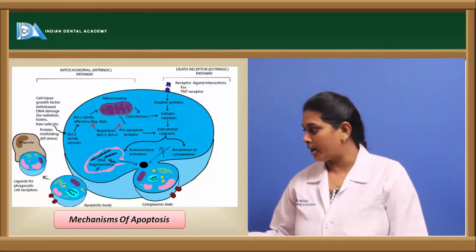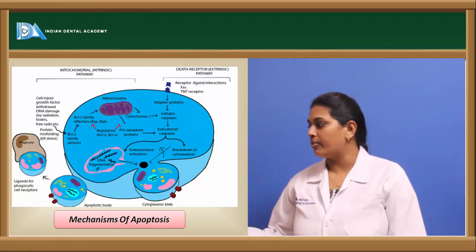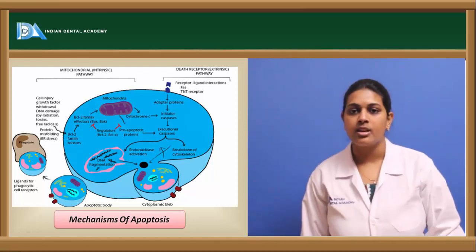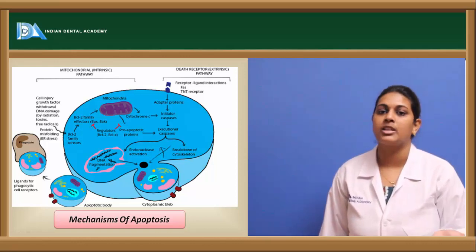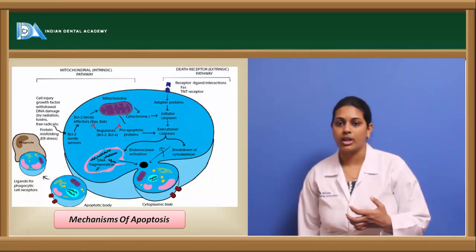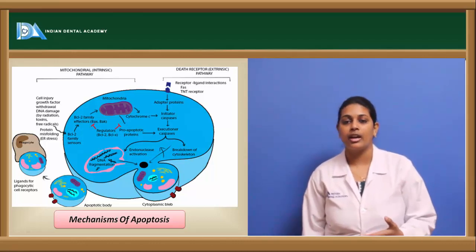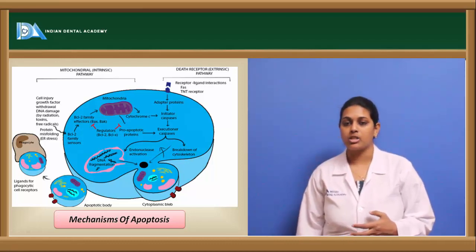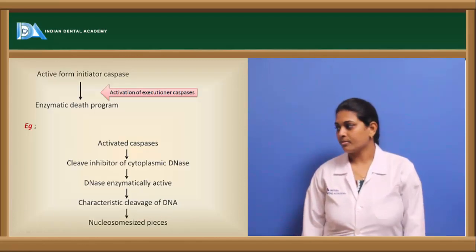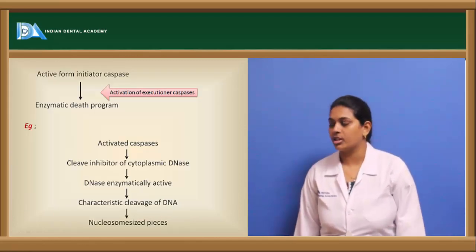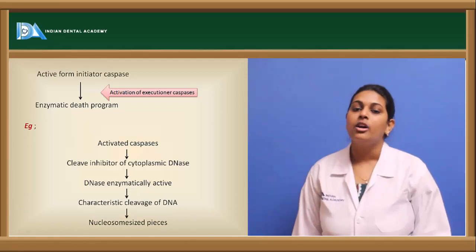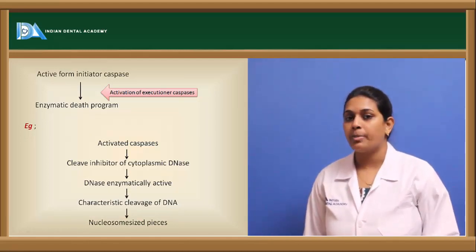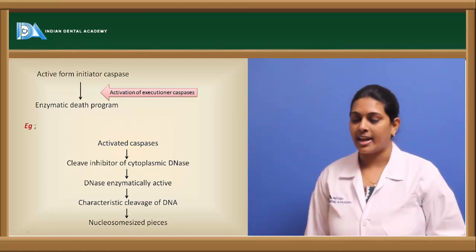This apoptotic body, with the help of ligands and the phagocytic cell receptors, gets attracted to the phagocytes with the help of certain respective enzymes, and is phagocytosed. That is, it is engulfed within the phagocytic cell. This completes the complete process of apoptosis. So the active form of initiator caspase is the main reason for resulting in an enzymatic death program, which is mediated by the activation of the execution caspases.